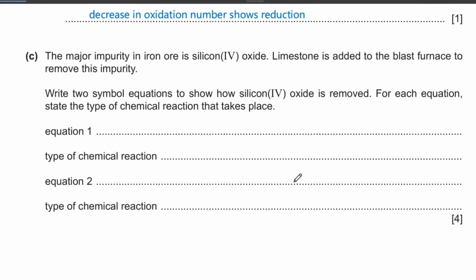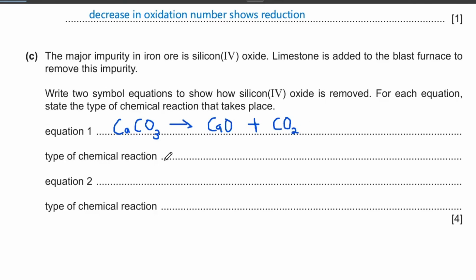Next question. The major impurity in iron ore is silicon(IV) oxide. Limestone is added to the blast furnace to remove this impurity. Write 2 symbol equations to show how silicon(IV) oxide is removed. For each equation, state the type of chemical reaction that takes place. So the first equation is the decomposition of the calcium carbonate that is added, which is limestone. Limestone is calcium carbonate. So let's write the equation for that. Our calcium carbonate will decompose to calcium oxide and carbon dioxide.